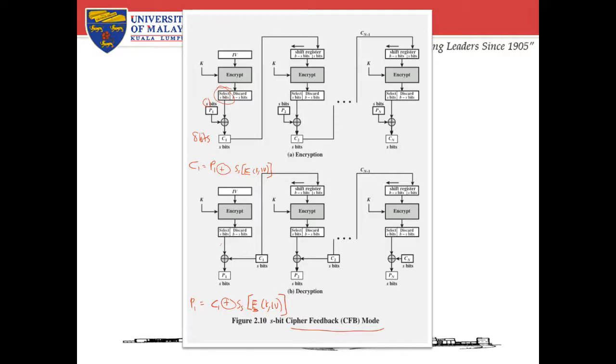This is the S bit cipher feedback mode. It's similar to the cipher block chaining mode, but you have to select the S bits and XOR with the plain text or XOR with the ciphertext.